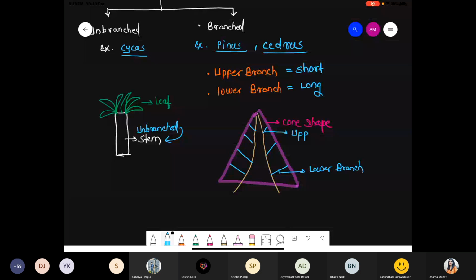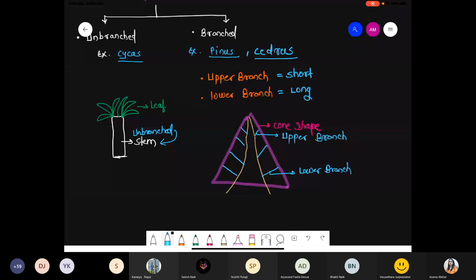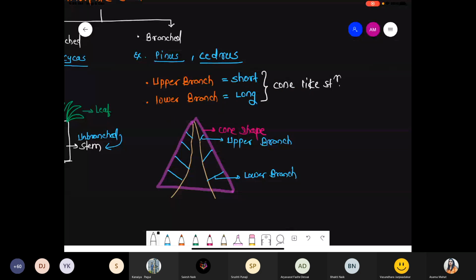So in case of pinus, and even in case of cedrus also, upper branch short, lower branch long. Commonly, this will represent a cone like structure. Just imagine the Christmas plant, something cone like structure. Why? Because on the top, whatever branches are present are comparatively short, and on the lower side, the branches are long in length. Due to this variation, upper and lower, they form a cone like structure.